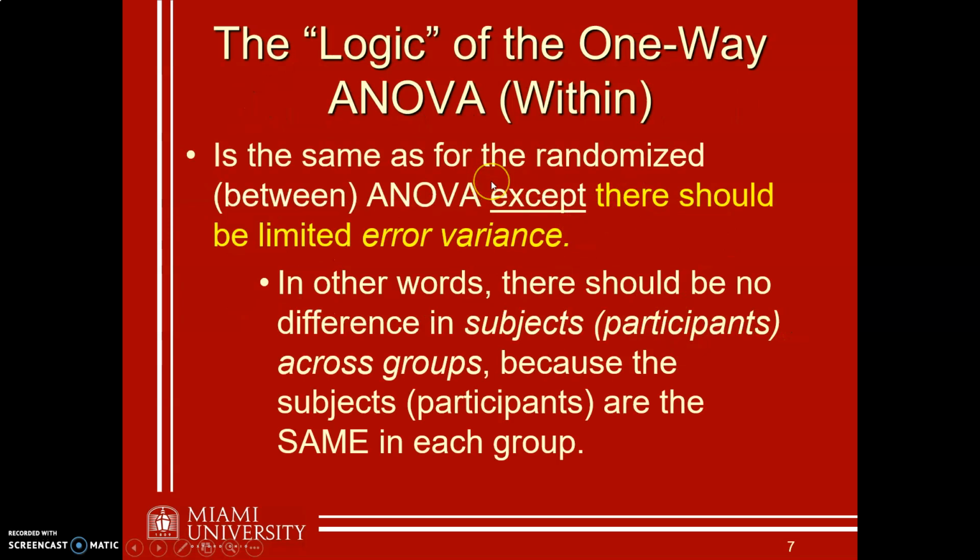The logic for a one-way ANOVA within is going to be the same for a between subjects ANOVA, except that we should have smaller error variance. So there should be no difference across subjects or participants, either because it's the same people or we've matched them on something important, so that we have less unsystematic variance in the data, and we can focus a little bit more on the influence of the independent variable or predictor variable that we picked in its relationship to the outcome.